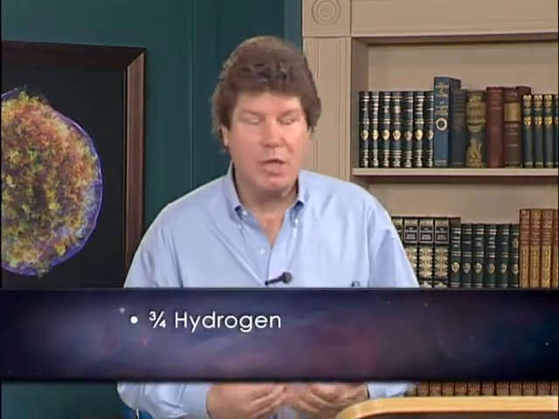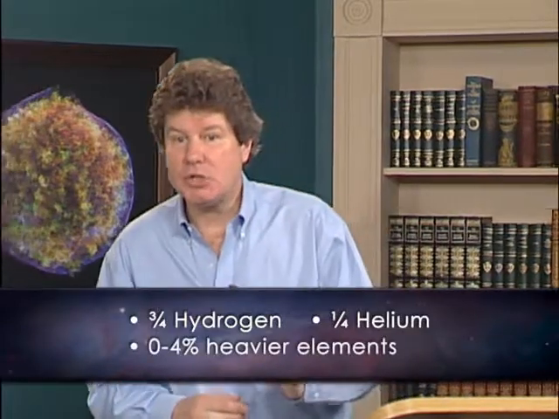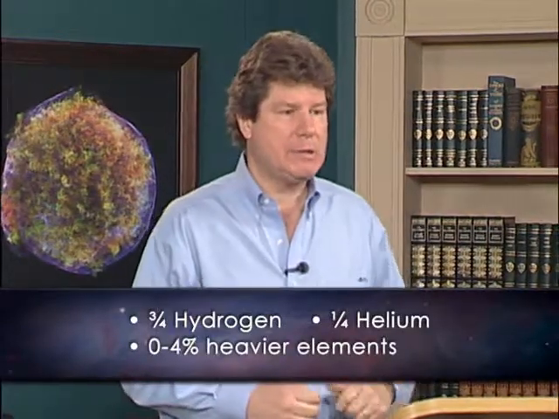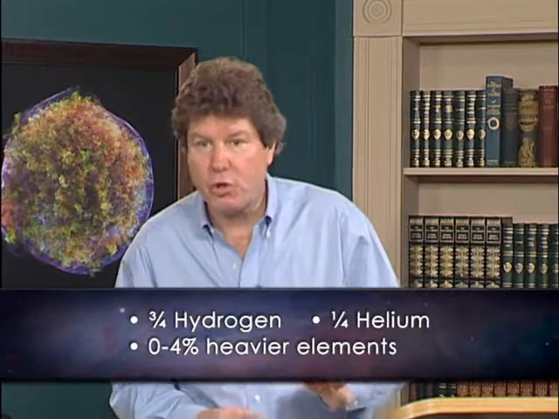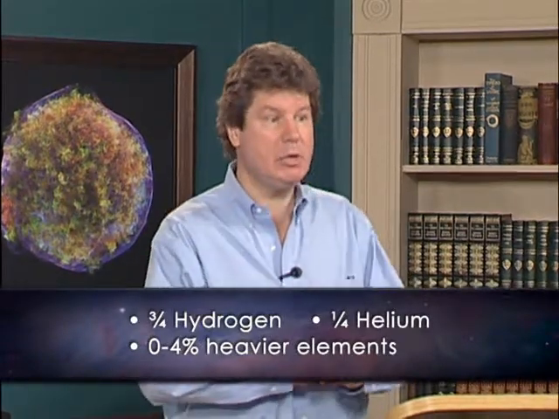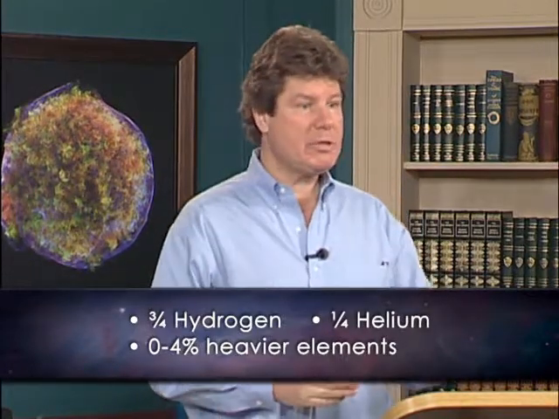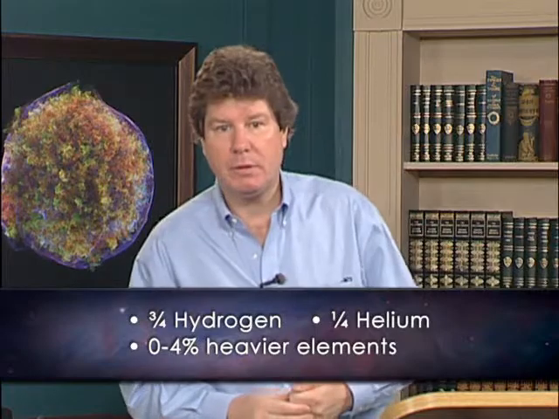First, almost always one finds about 3/4 of hydrogen and 1/4 of helium, and a small amount of all the other elements, somewhere between 0 and 4%. Without doubt, the primary elements in the universe are hydrogen and helium, while all the other elements are an afterthought.